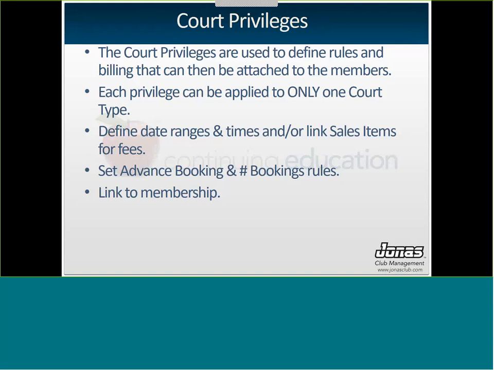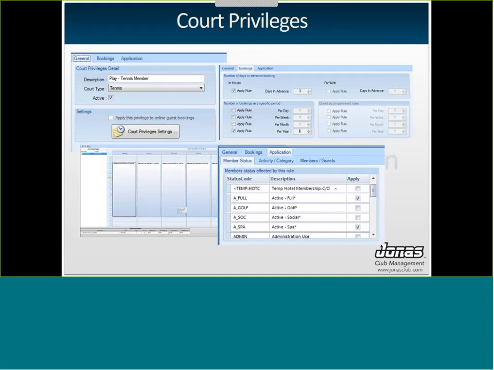So maybe if you have a member who constantly abuses his court privileges, you might want to put him on a shorter leash than the rest of your membership. So this is what the court privileges screen looks like. You have your general tab where you give your court privilege a description as well as a court type. And then you have your booking rules.